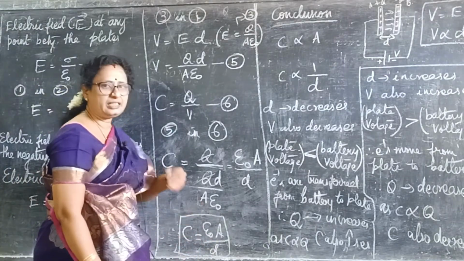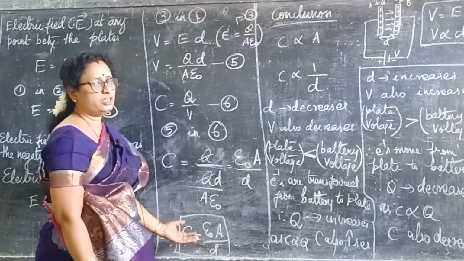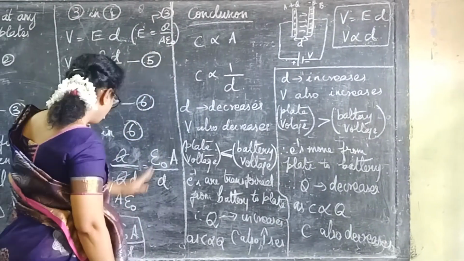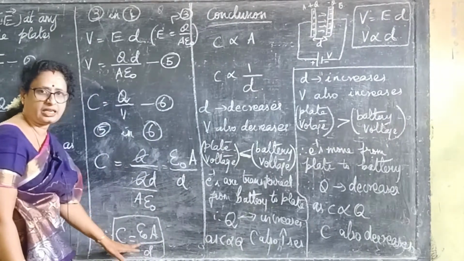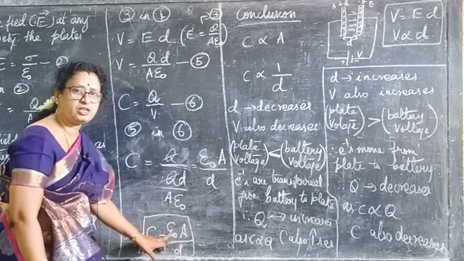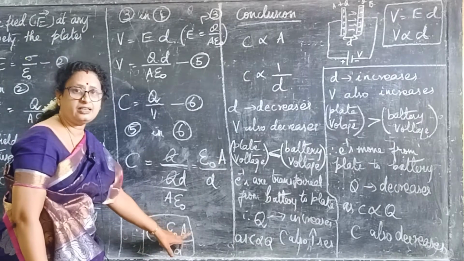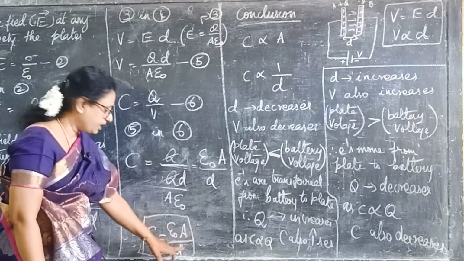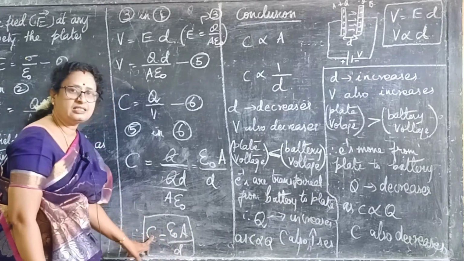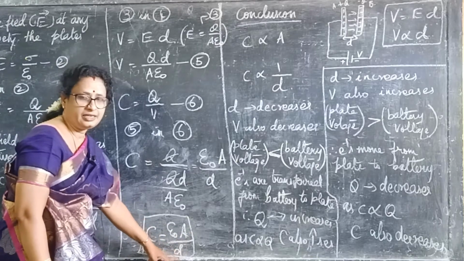Now, we are going to interpret this expression that we have got. We have to discuss the conclusion. That is, what do we understand from this expression? The capacitance of a parallel plate capacitor depends on 2 factors, because epsilon naught is a constant. A, the area of the plate, can be changed, and D, the distance between the plates, also can be changed. So, capacitance depends on both A and D.